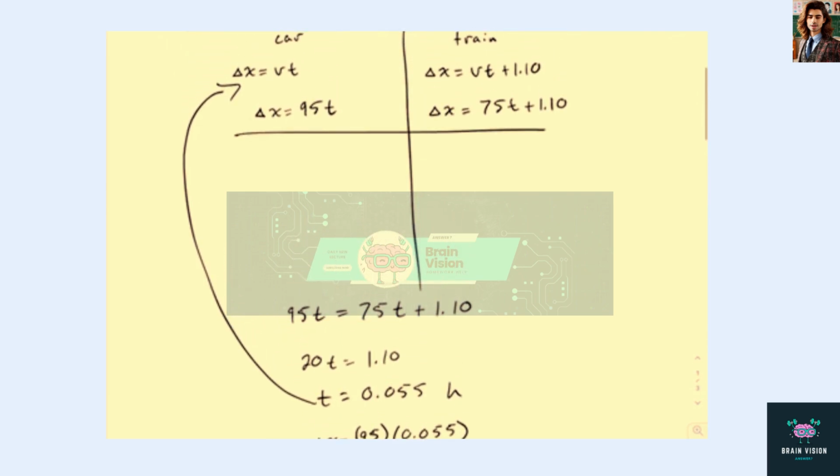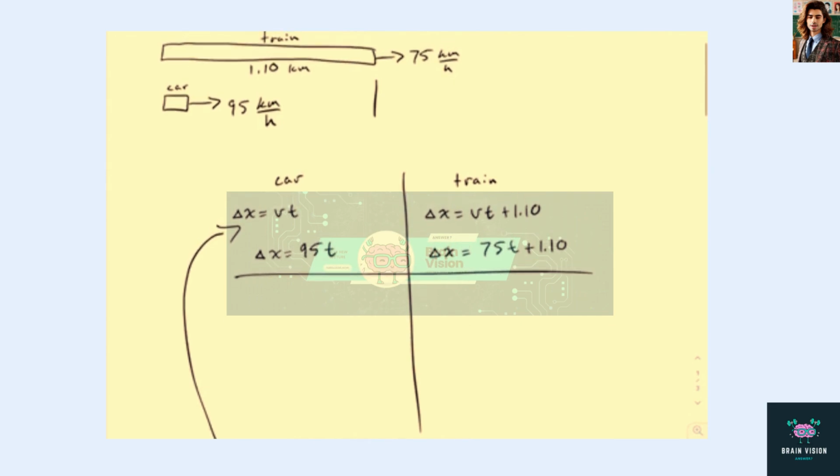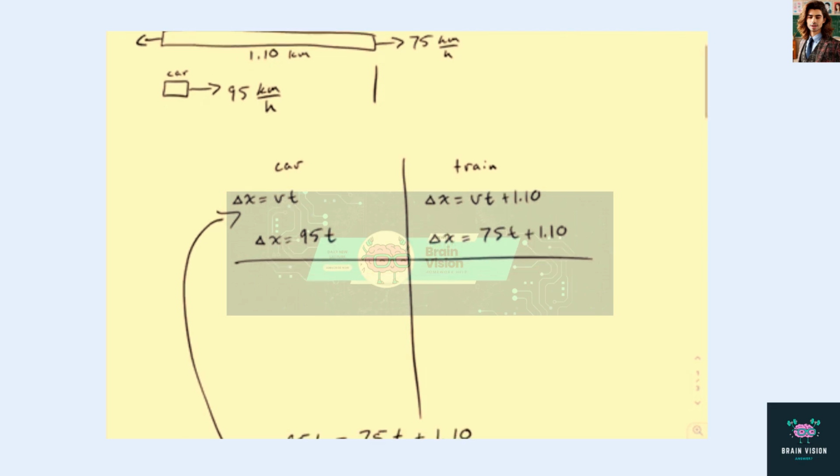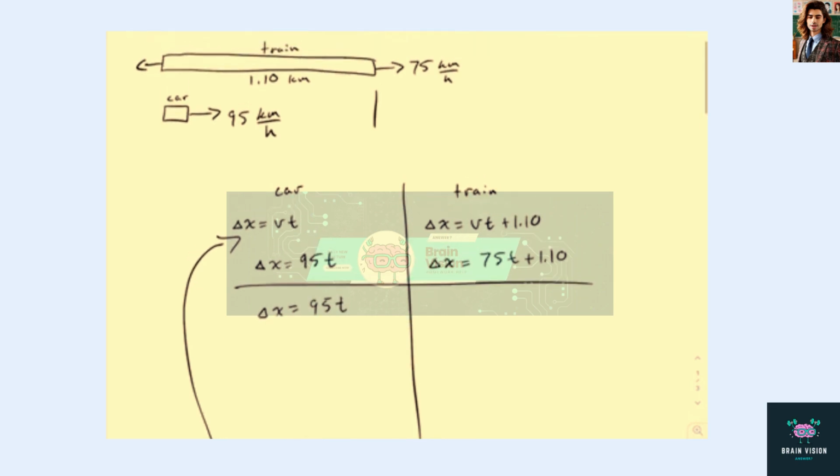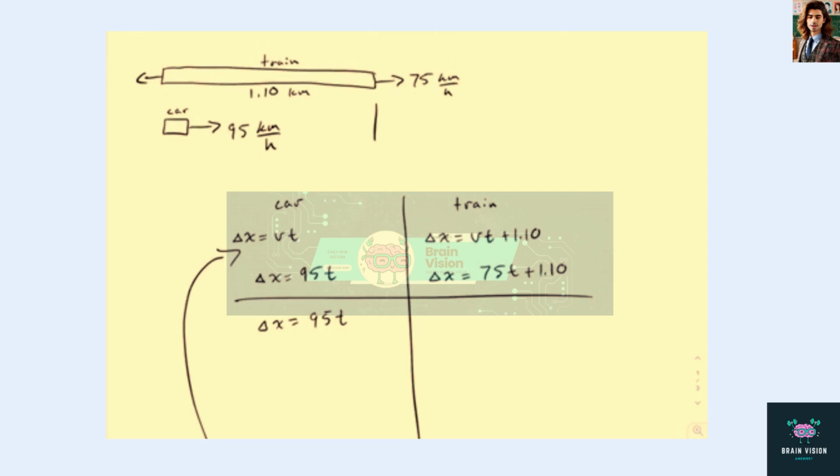And now we want to know what happens when they're going in opposite directions. So I'm just going to say the train is now going this way. And to figure out what we want for the equation this time, the car is still going to be the same. We'll say 95t. But this time the train, however far the car goes, let's say it makes it here before it passes, the train is going to go this distance, which is 1.1 minus however far the car went.